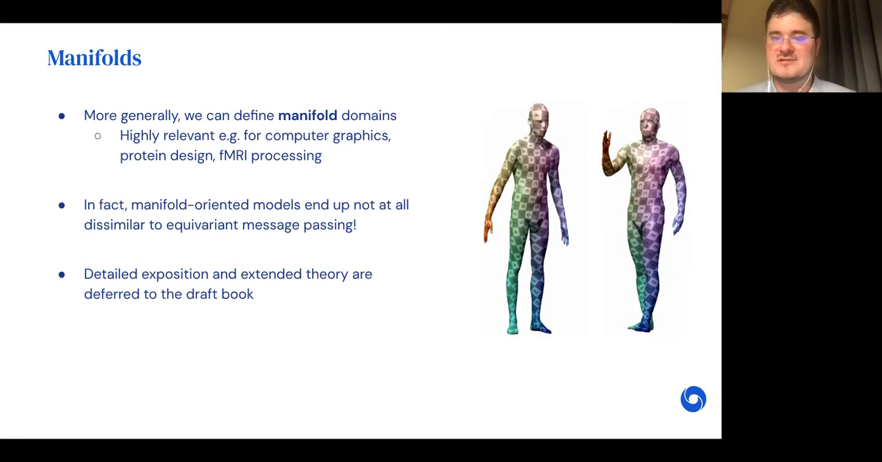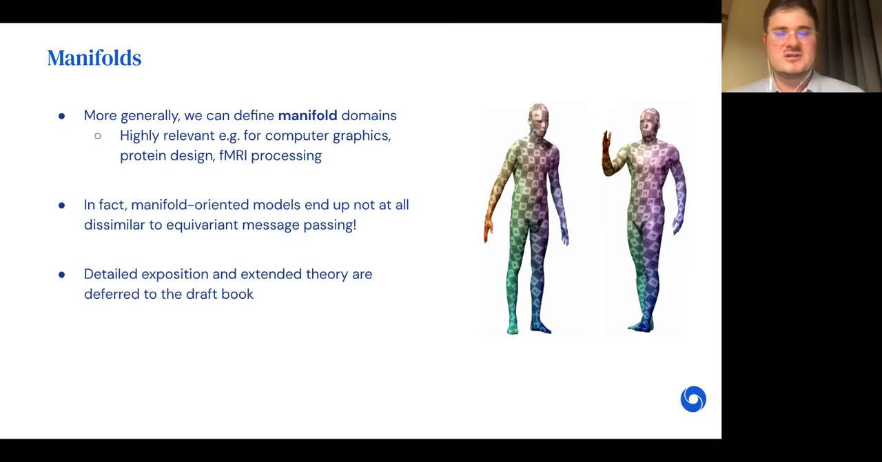Now, I'll just say that working over these geometric graphs is a case which can also be derived by going in the opposite direction, by starting over geometric manifolds, which are general domains like the human body, meshes, and fMRI signals, and so on. They can all be expressed as manifolds. And in fact, what you can end up deriving is that all of these manifold-oriented models will be not at all dissimilar to what we just talked about in equivariant message passing.